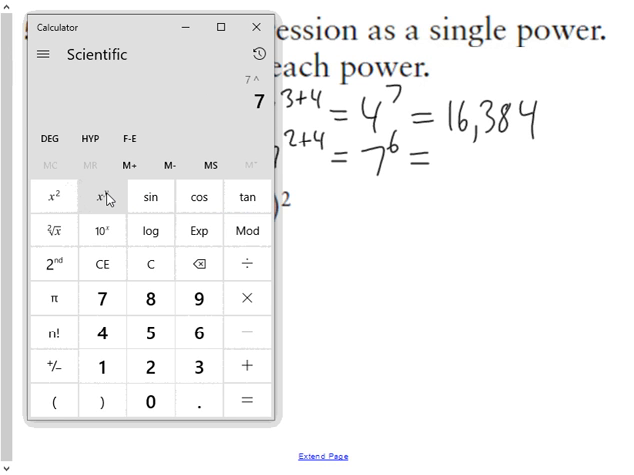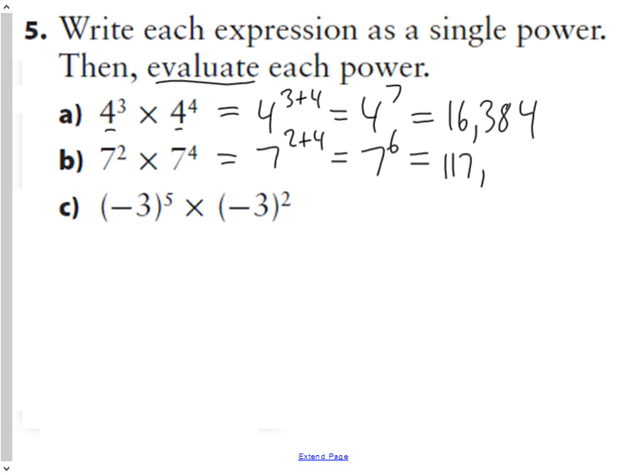Calculator, 7 to the exponent of 6 equals 117,649. And finally, keep the base because it's defined with brackets. Add your exponents.